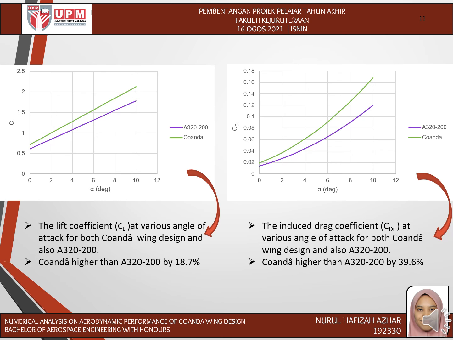Here are some of the aerodynamic performance plots of the results. On the right hand side, you can see the plot of the lift coefficient at various angles of attack for both Coanda and Airbus A320-200. From the graph itself, the Coanda wing design shows a higher CL value than the A320-200 by 18.7%, while on the left hand side, for the plot of induced drag coefficient versus various angles of attack, the Coanda wing design has a higher induced drag coefficient than the Airbus A320-200 by 39.6%.